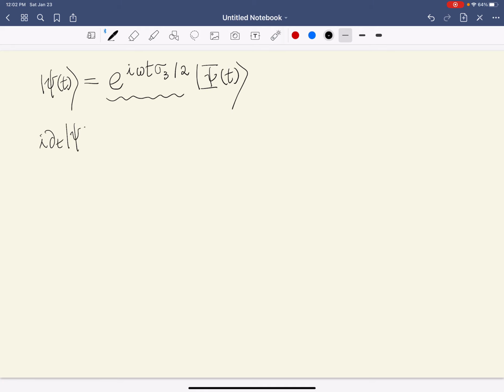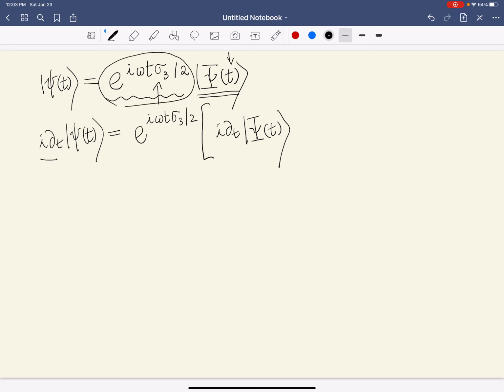So let me go ahead and apply the temporal derivative on this new representation of the state. Now, because there are two different functions that the derivative can work on, you're going to end up with two different terms. So you can take out this overall factor, and then this time derivative can either act on this new wave function, or it can act on this phase factor and bring down a factor of minus 1/2 omega times sigma 3 acting on psi t.